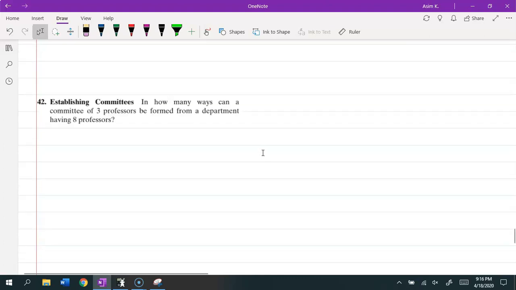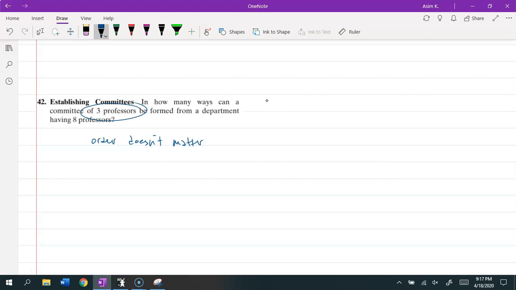All right, here's another one. In how many ways can a committee of 3 professors be formed from a department having 8 professors? What I want you to ask yourself is, does the order really matter here? Because they're all just going to be professors anyway, right? And so in truth, the order doesn't matter. To us, it's just 3 professors or 3 professors. It doesn't matter whether you chose one professor before you chose the other. As long as the 3 got chosen, that 3 has been chosen.